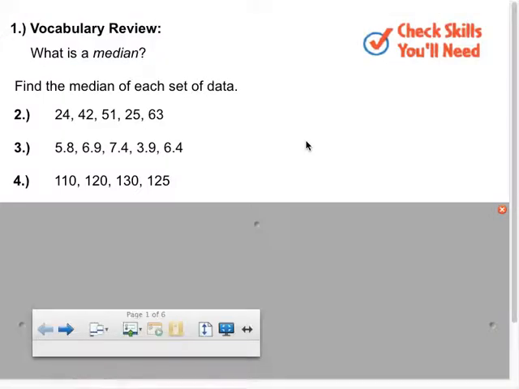Okay, this is Unit 5, Lesson 2. Second semester, 7th grade math. Vocabulary review. What is a median?